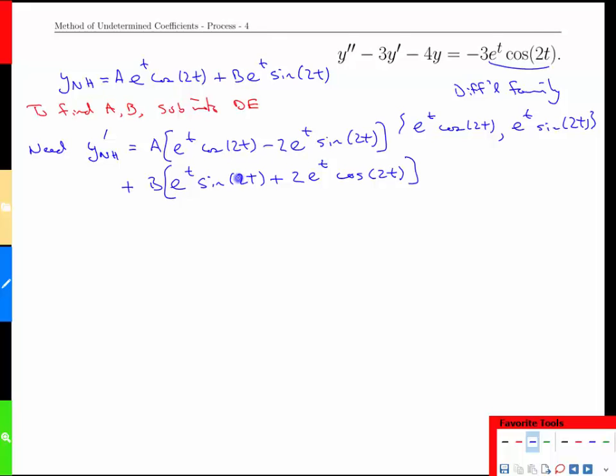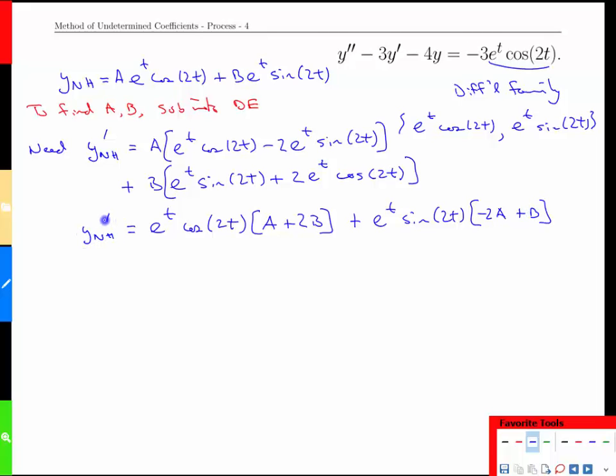All right, that's already 4 terms. Let's pool those together a bit so the derivatives on the next stage are a little bit easier. We have coses, so we have e to the t cos of 2t's, and how many of those? We have a of those plus 2b of those. And we also have the e to the t sine 2t. E to the t sine 2t, we have negative 2a's of those, and we have a positive b of those. And that's still the first derivative. Just tidying up there.